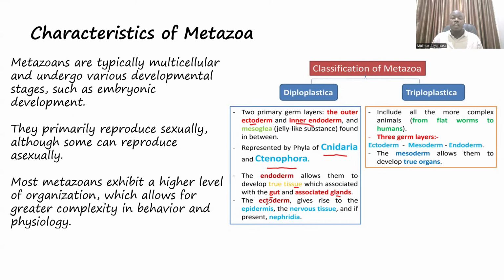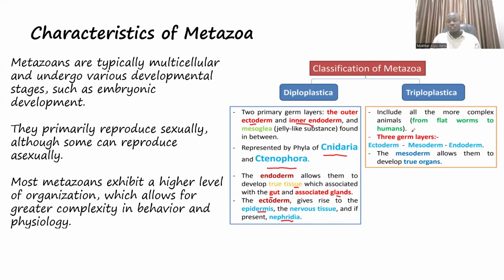And then of course for the ectoderm, it means that they are the stem cells that can give rise to epidermis, nervous tissue, and, if present, nephridia in insects. And then we have triploblastic. So it includes all the more complex animals from flatworms to humans.